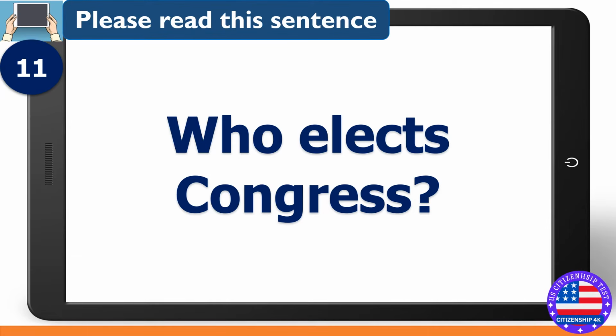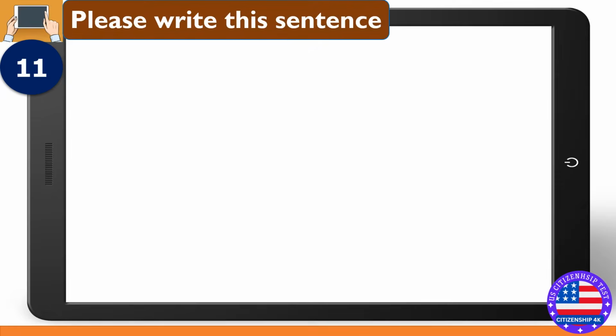Please read this sentence. Who elects Congress? Please write this sentence. The people elect Congress.